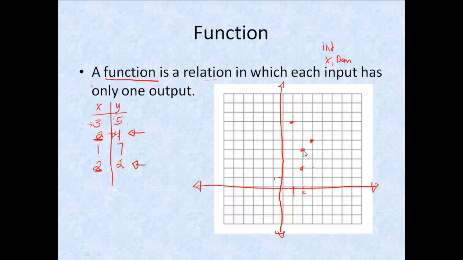Now if we go over here and look at the graph of this, notice the position of these 2 points, which are the ones that are causing it to not be a function. The 3, 5 doesn't cause a problem with anybody else, and the 1, 7 doesn't. So look at these 2 and notice their position.